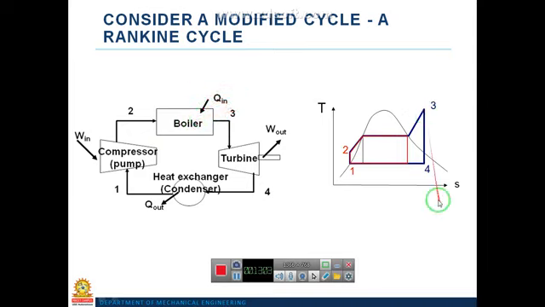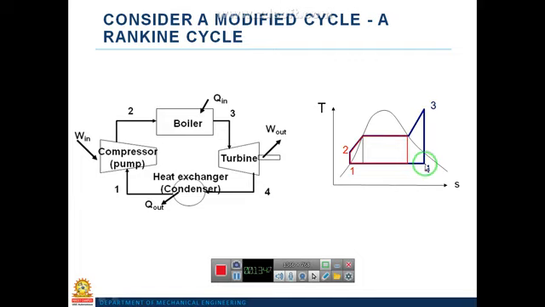We get point 3 to 4. If you observe this layout, 3 to 4 is the turbine. What are we doing in the turbine? In the turbine, isentropic expansion is taking place. At the inlet of the turbine, the fluid state is superheated. This superheated steam is entering the turbine and expanding isentropically from 3 to 4. So here work is done from 3 to 4. This is isentropic expansion.